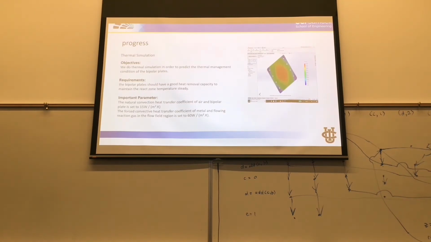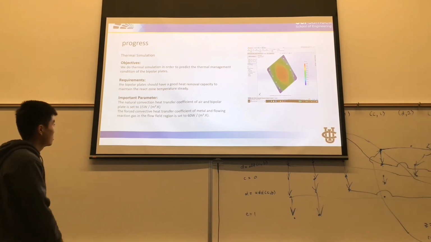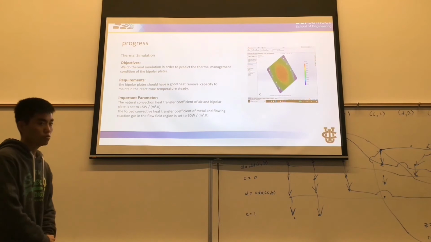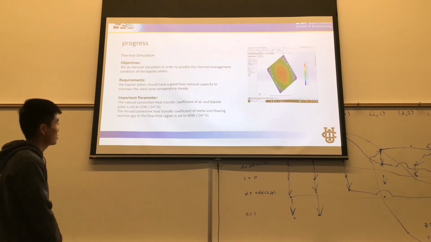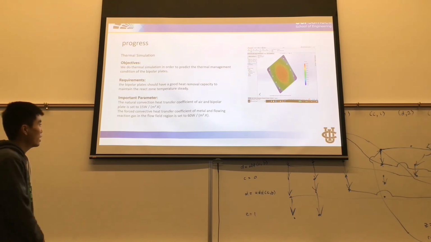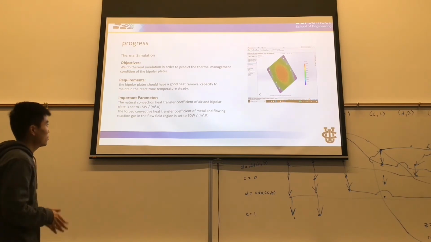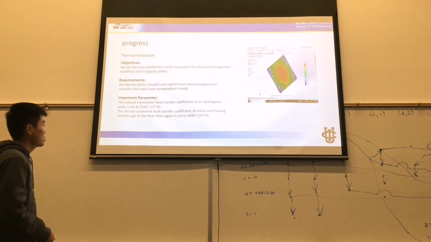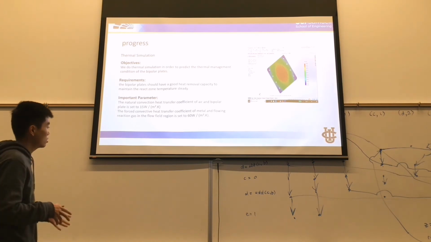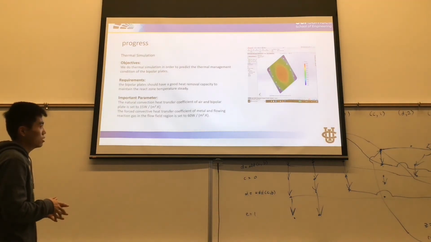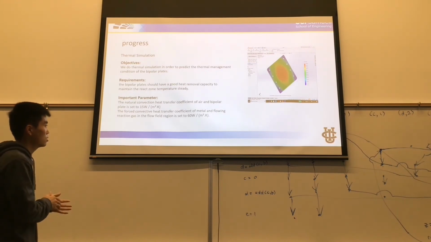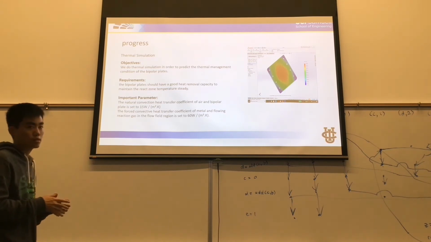Then the thermal simulation is our work done this quarter. Our simulation's objective is to make sure that the reactor zone can keep a constant temperature. The requirement for that is that the bipolar plate should have a good heat removal capacity to maintain the reactor zone temperature steady. The convection heat transfer coefficient we set here is 15 watts per square meter Kelvin, and the coefficient between our plates and our heat panels is set to about 20, and the flow is set at about 60.